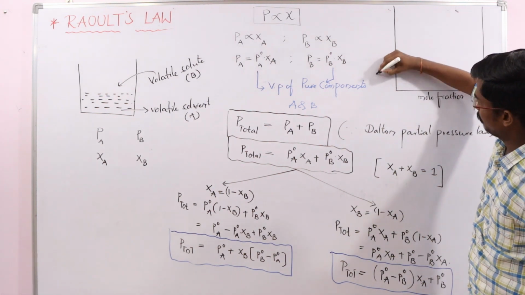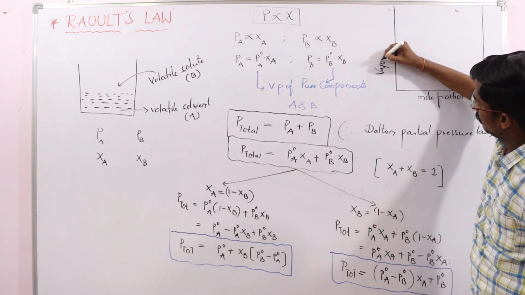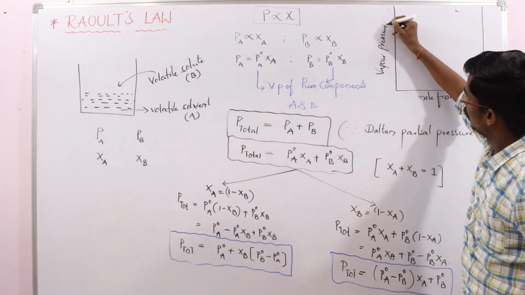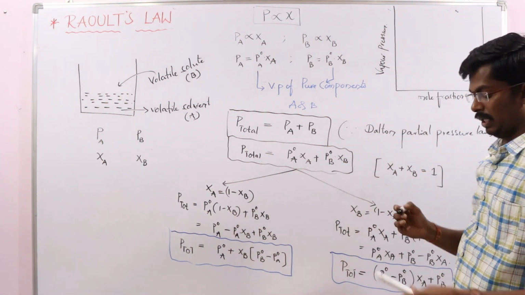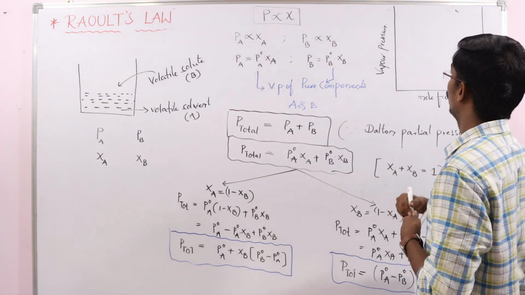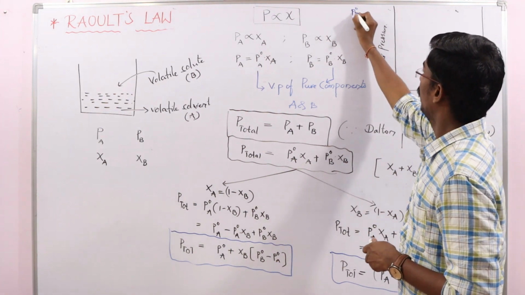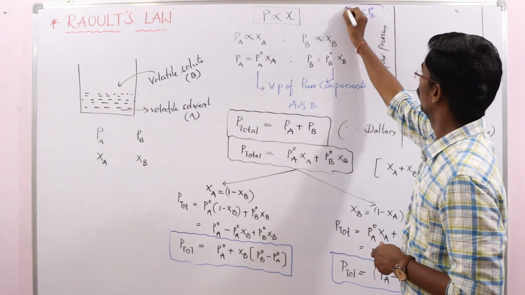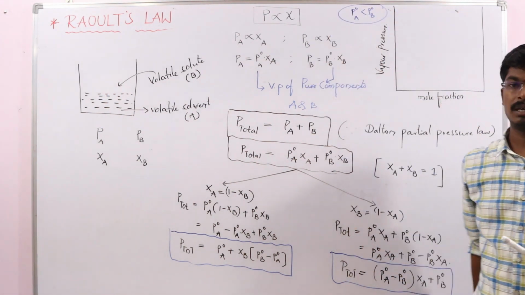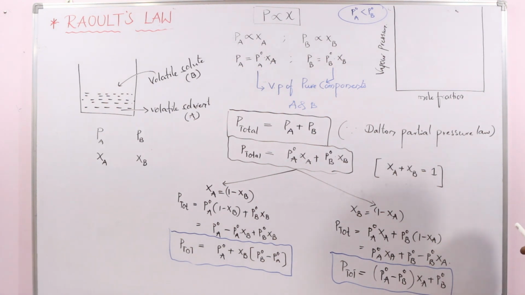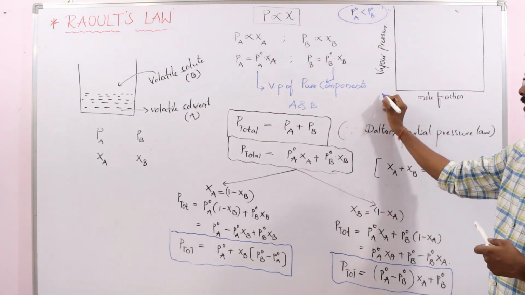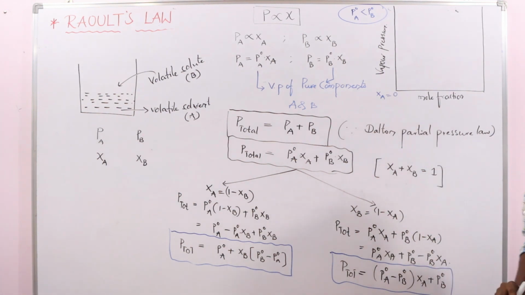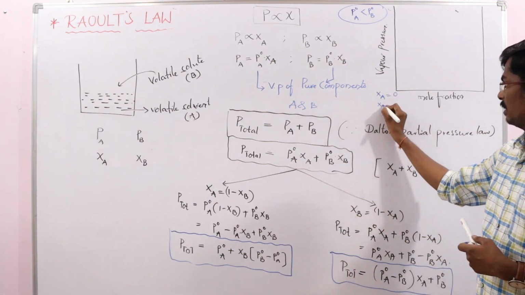Here we have vapor pressure. Assume here P naught A is less than P naught B. Just assume that for our understanding purpose. I am making P naught A less than P naught B. So initially XA is equal to 0, I do not have any solvent, and XB is equal to 1.